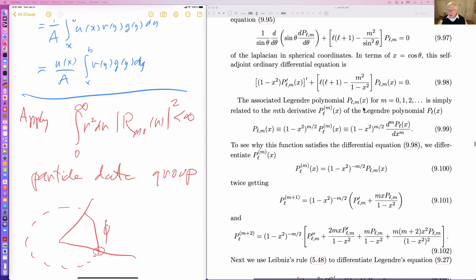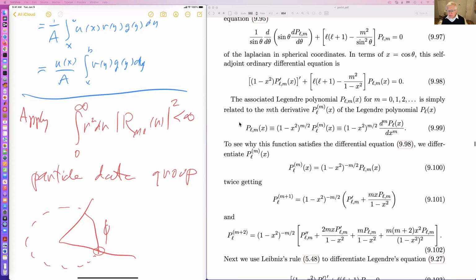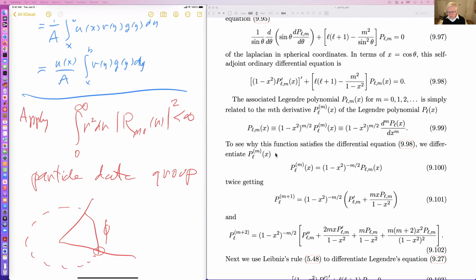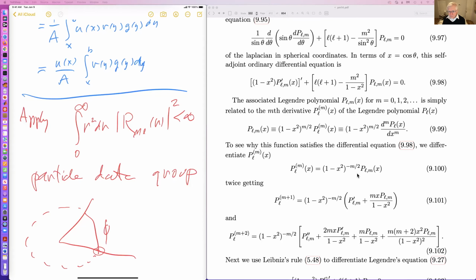Anyway, this is simply related to a derivative of the L-th Legendre polynomial. And now what we want to do is see that this does satisfy this differential equation. And so we differentiate this quantity here. And so P_L^m(x) is, this is how we defined it.